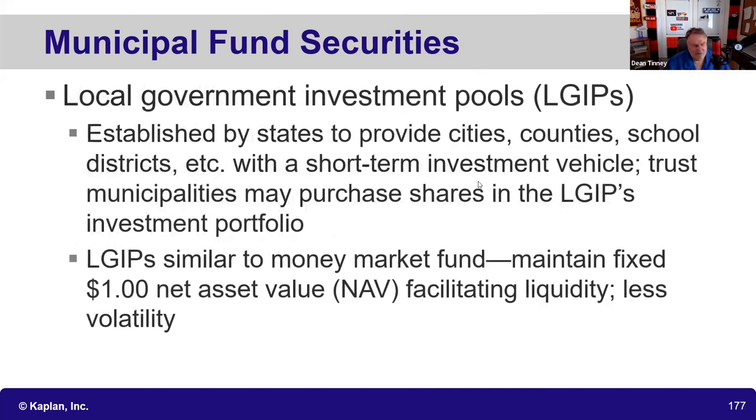Again, if the MSRB says it's a municipal security, it's a municipal security. So this is the muni equivalent of a money market fund, where the cities and counties, the local governments, put all their money into a common pooled account, where they can get at least some kind of return on their short-term money by buying money market securities: commercial paper, bankers' acceptances, negotiable jumbo CDs, T-bills. It is the equivalent of a money market fund, so it's at a net asset value of $1. This is what's used to pay the payroll of the policemen and the firemen and the teachers and all that kind of stuff.